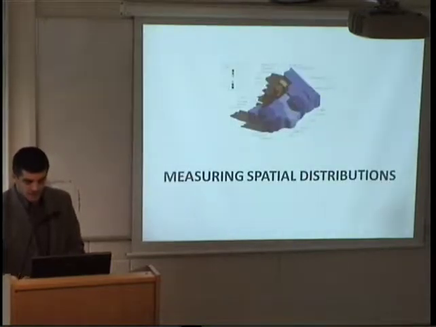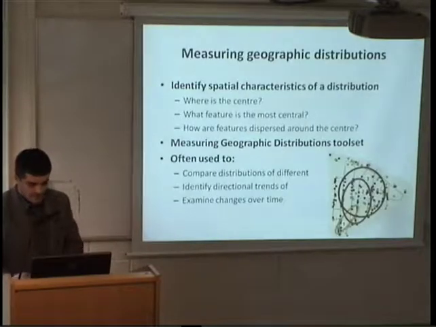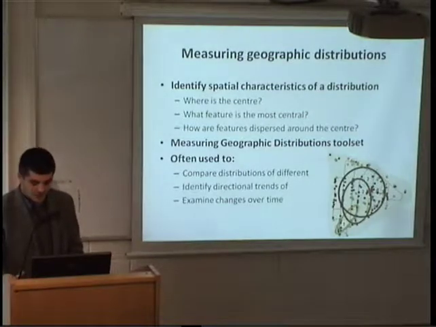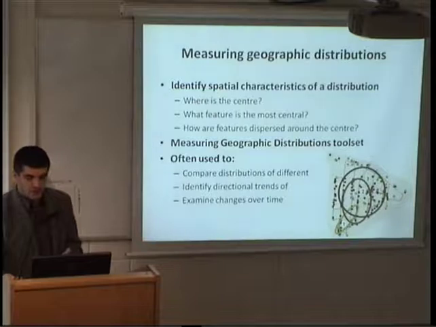Now let's talk about how we can measure the spatial distribution. When we measure the distribution of spatial features, we are interested in answering simple questions. Where is the geographic center of my features? Which feature is the most centrally located? How are features dispersed around the center? The tool we can use for this kind of analysis is called the Measuring Geographic Distribution toolset. It is often used to compare distributions of different data sets, to identify directional trends, or to examine changes over time.